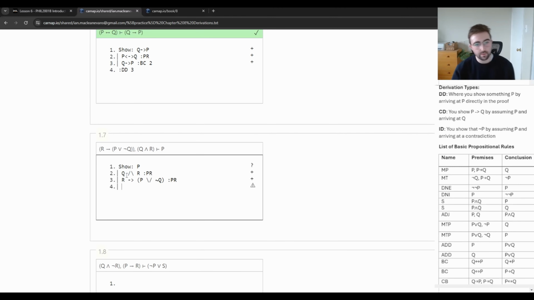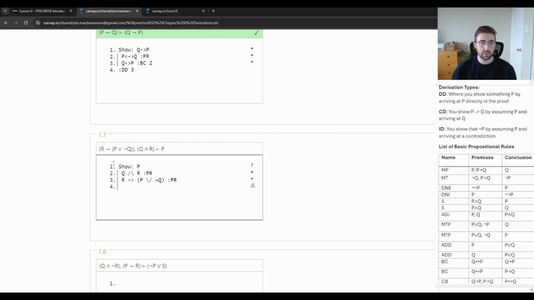Okay, so we want to get P. Well, how can we get P? Well, we know if we have R, then we can get P or not Q. And we know that if we can get Q, then we can get not Q, right? By double negation introduction, which means we could get the negation of the right side of this OR claim, and then give us P by modus tollendo ponens. So seeing all of that at once takes some practice, but you just try and see what you can work out as you go.